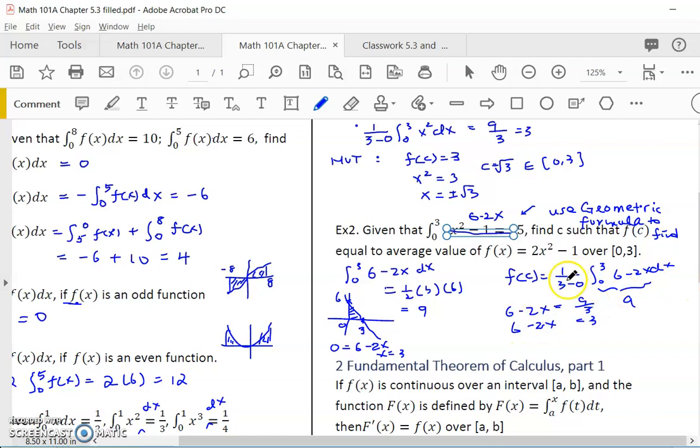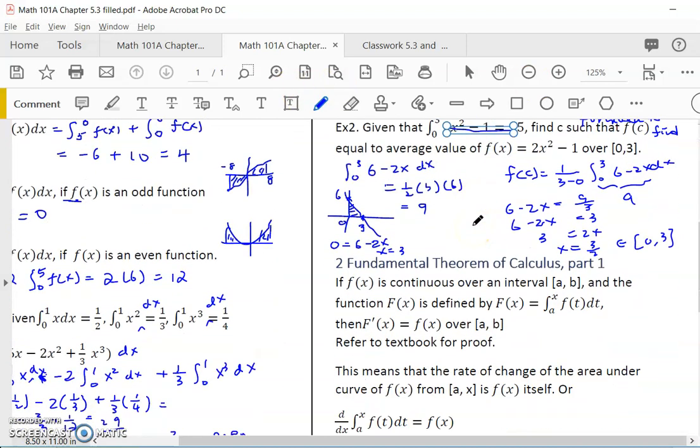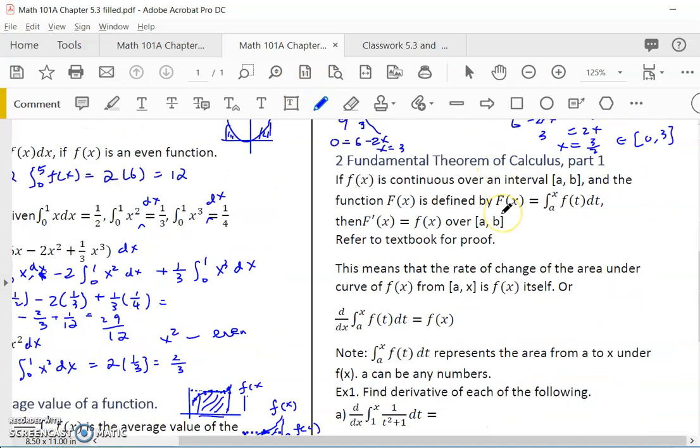This is the average value, and I should be able to find c where f of c is equal to the average value. So solve it. 6 minus 3, so it'll be 3 equal to 2x. x is equal to 3 over 2. And it is in the interval of 0 to 3. So the MVT for integrals applies. So this is just showing you how the MVT for integrals works.